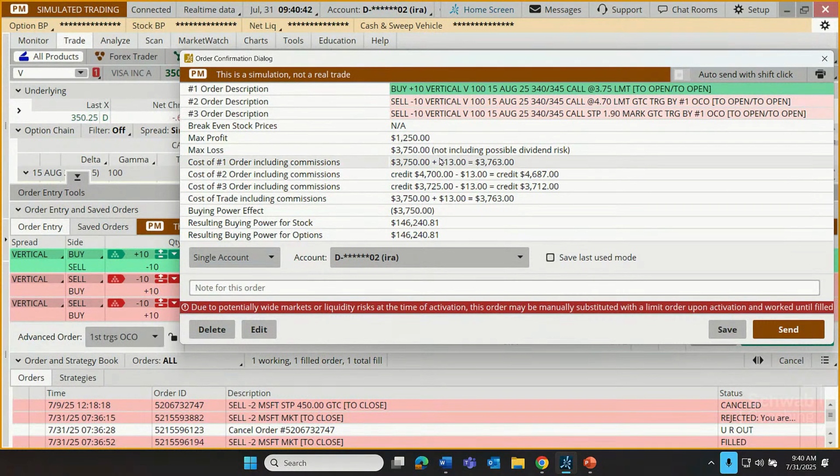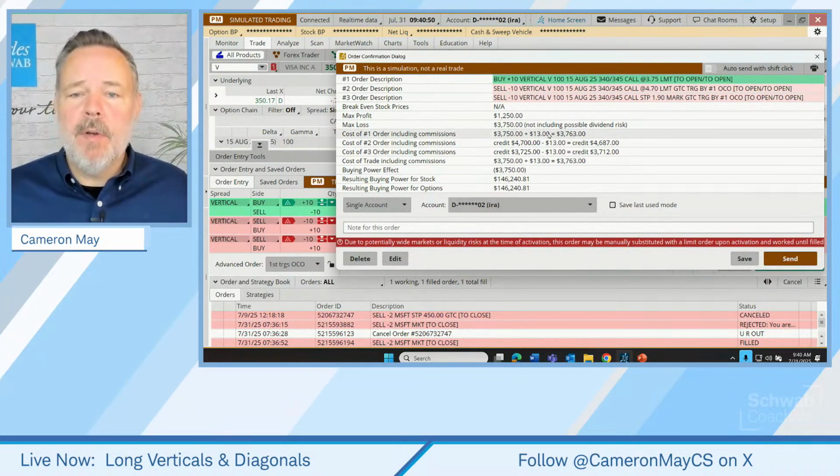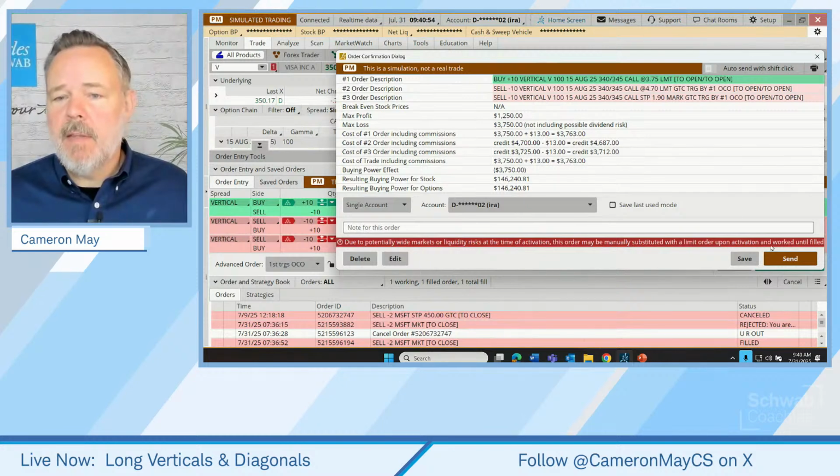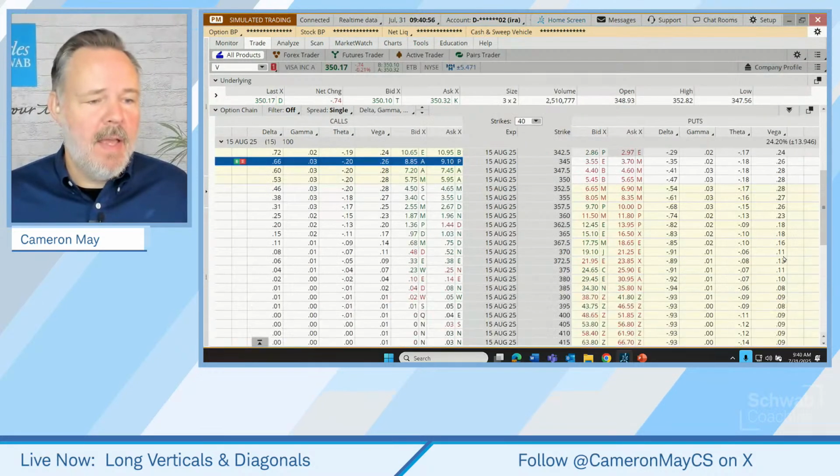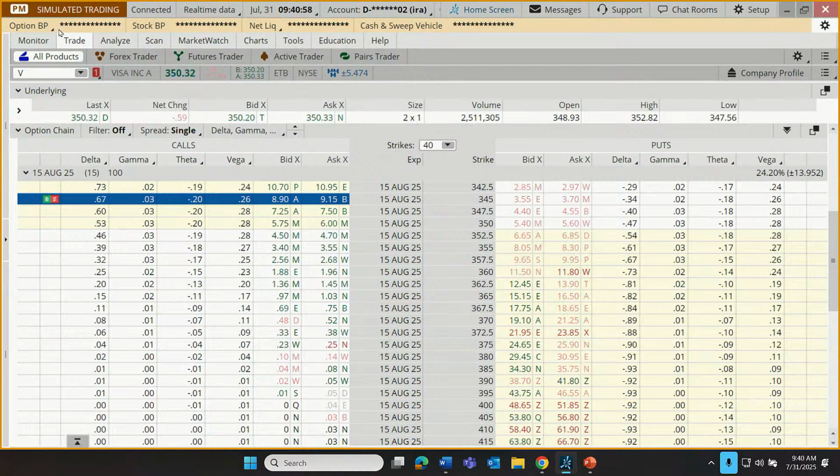Now, there are commissions to be paid getting into this trade and getting out of it. 10 contracts, we have to pay commissions on both sides. So $13 in, $13 out. Let's send this order off, and let's see if we can get it filled.